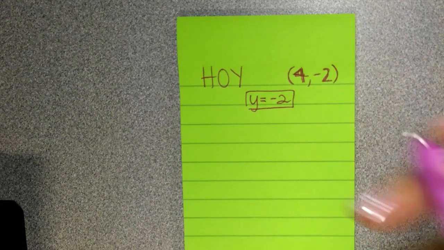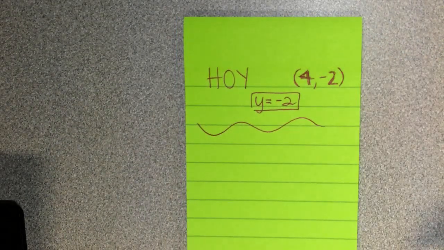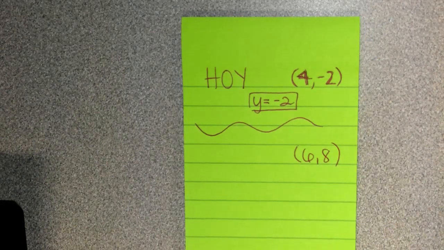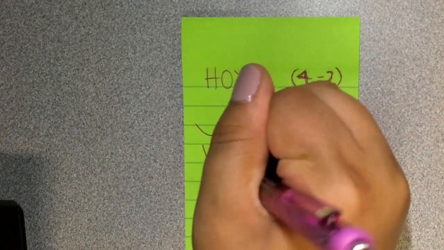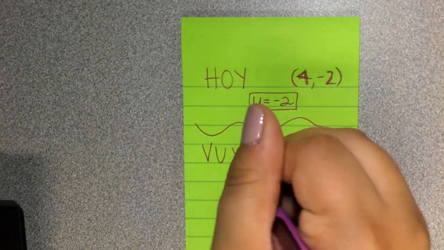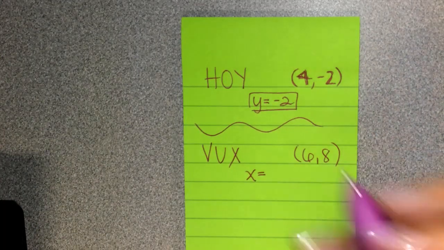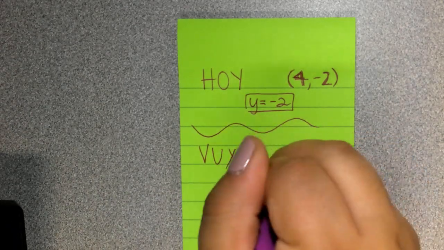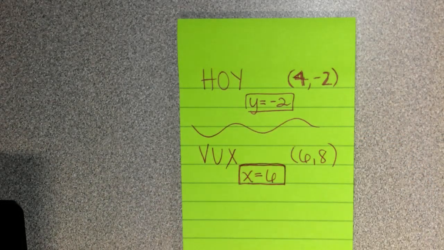Okay, next question. What if I ask you for a vertical line that goes through 6, 8? When you see vertical, you need to think VUX. VUX is what? Vertical lines, undefined slope, and they are x equals. What does x equal here? So my vertical line that goes through this point is x equals 6. Are we okay with that?